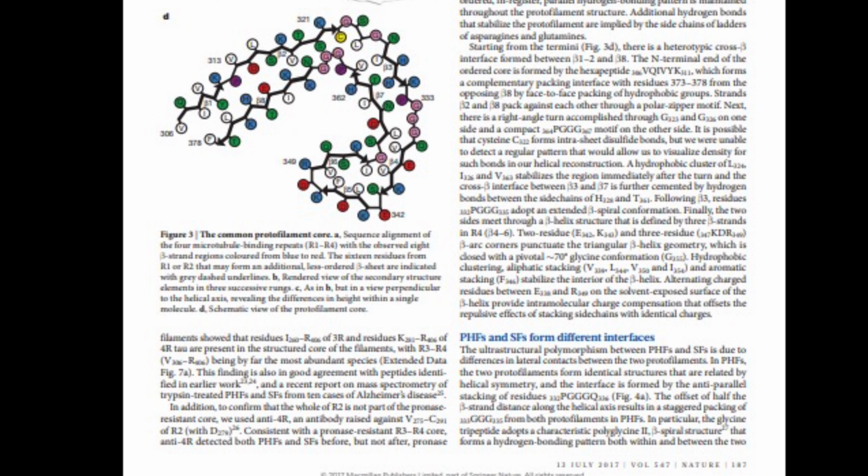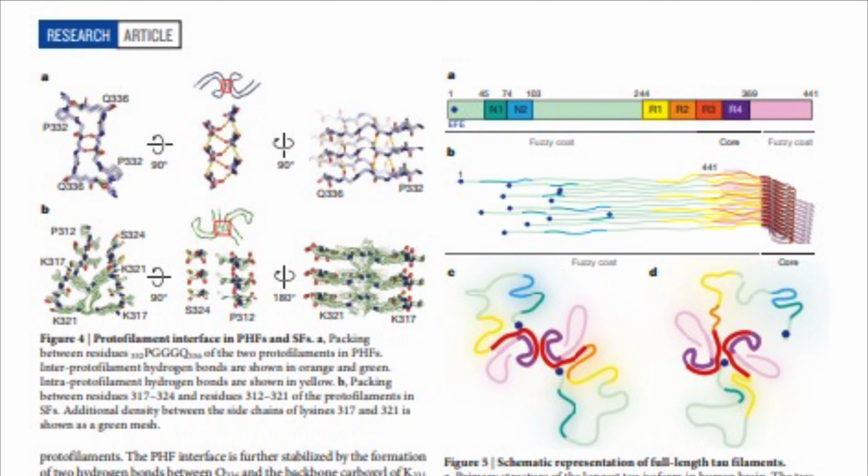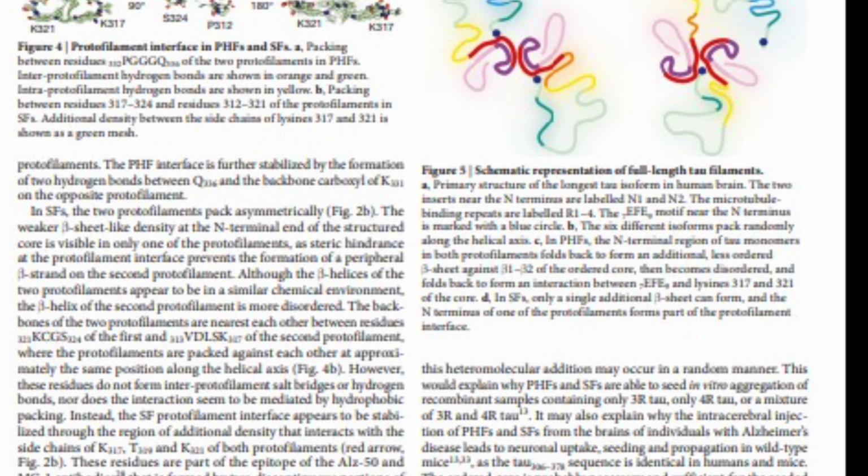The offset of half the beta strand distance along the helical axis results in a staggered packing of 333 GGG 335 from both protofilaments in PHFs. In particular, the glycine tripeptide adopts a characteristic polyglycine II beta spiral structure that forms a hydrogen bonding pattern both within and between the two protofilaments. The PHF interface is further stabilized by the formation of two hydrogen bonds between Q336 and the backbone carboxyl of K331 on the opposite protofilament.